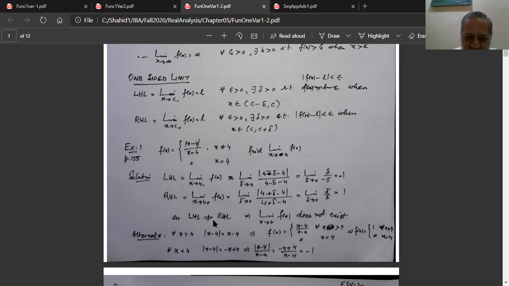So the left-hand limit and right-hand limit are not equal, minus 1 and 1, so we say that the limit of the function as x approaches 4 does not exist.